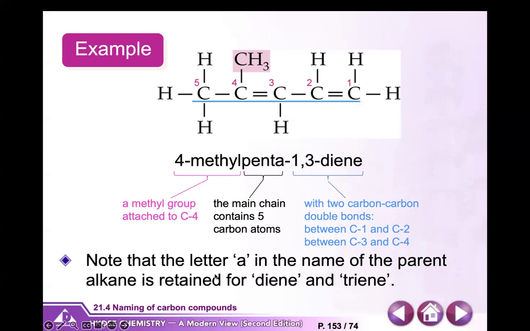But here is one more rule. If it involves a diene or triene, then the A should be retained, just like in the name of the parent alkane. So it will start with penta. That is, this A should be present all the time. So instead of omitting the A, we have to keep it: pentadiene, just like in the alkane. Now, I also want you to take a look at this one and count the number of carbons and the number of hydrogens this time.